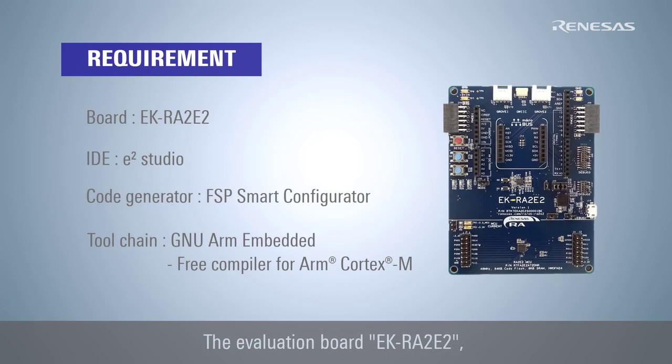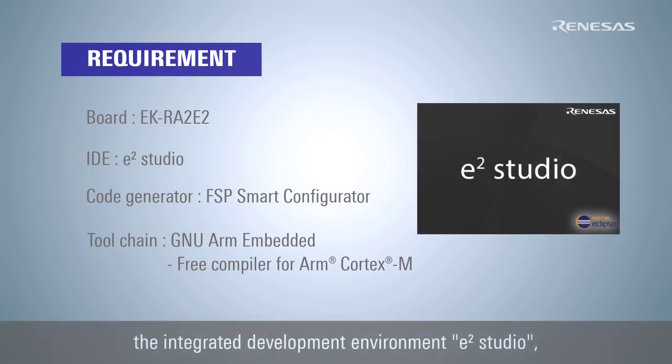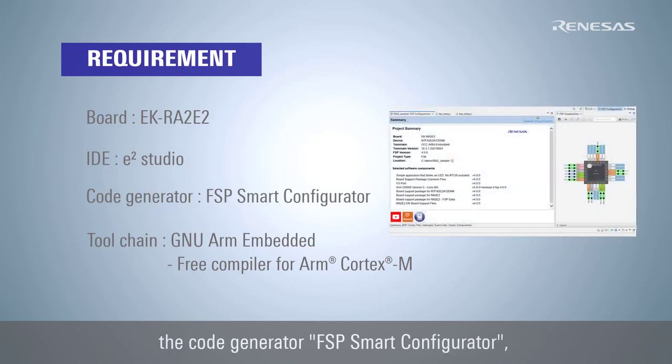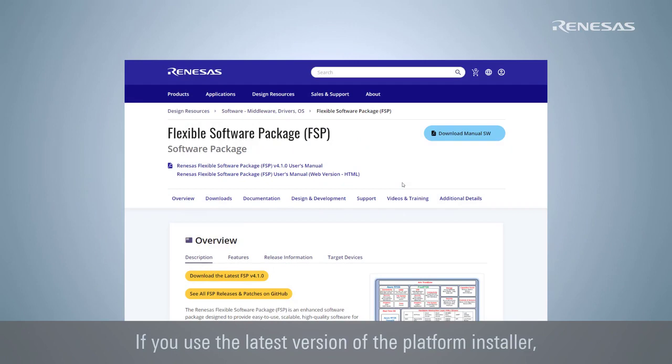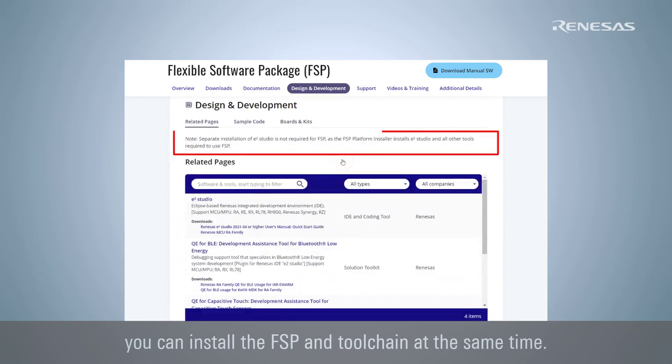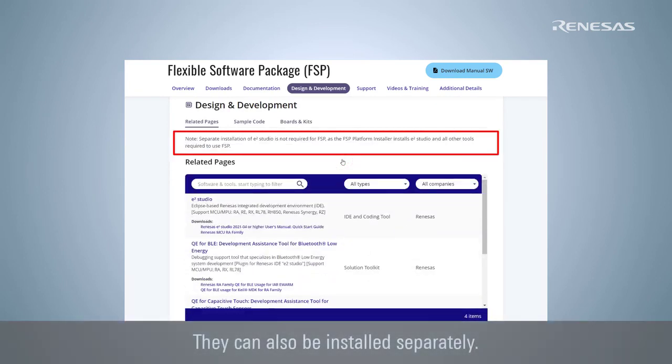The evaluation board EKRA2E2. The integrated development environment eSquare Studio. The code generator FSP Smart Configurator. And the toolchain GNU ARM embedded. If you use the latest version of the platform installer, you can install the FSP and toolchain at the same time. They can also be installed separately.